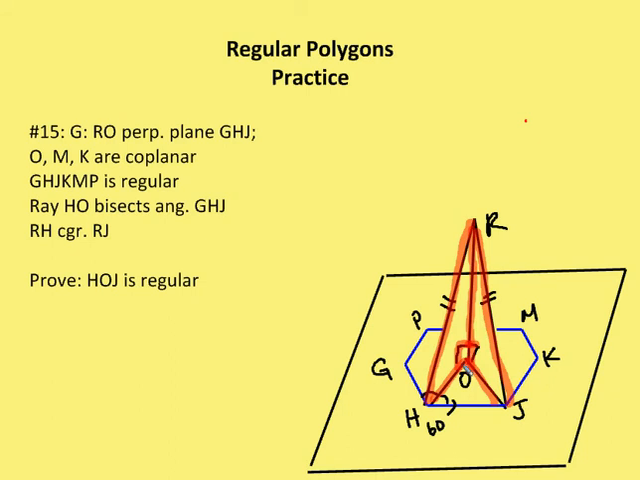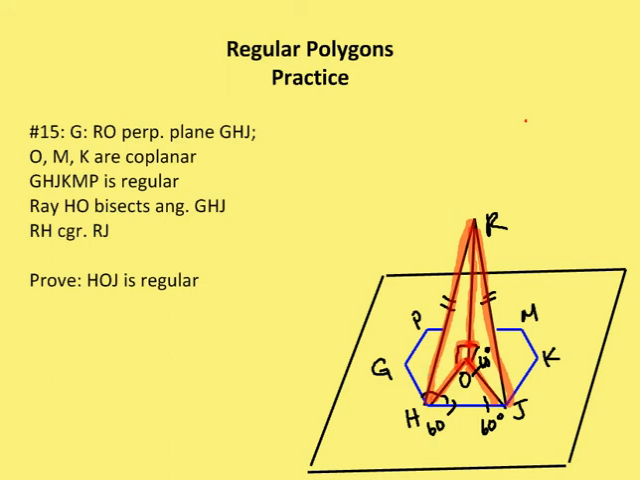Now, by CPCTC, I can say that OH and OJ are congruent. So I know that OJH will also be 60 degrees. And that leaves me with only 60 degrees left for angle HOJ. So in this case, I know HOJ is 60 degrees. So if I have angles that are congruent, then the sides are congruent. So HO is congruent to HJ and OJ. So I have a regular triangle. HOJ is a regular triangle.